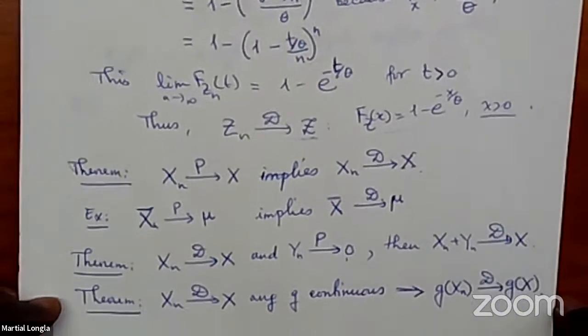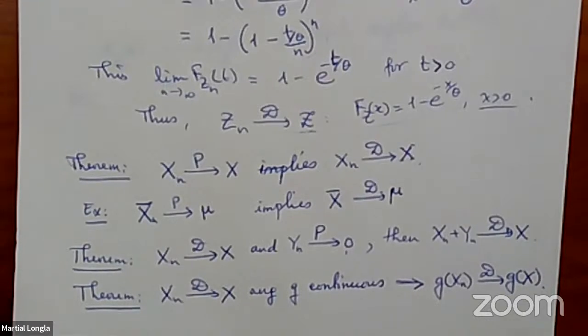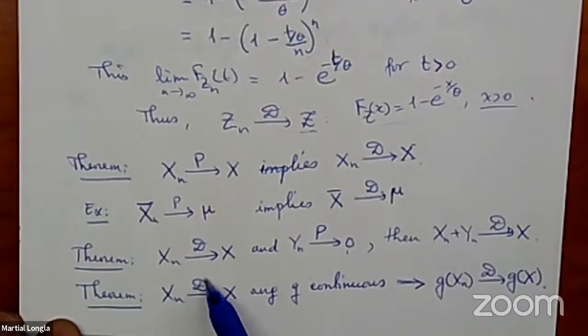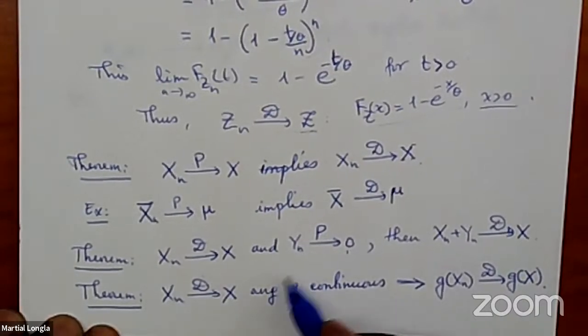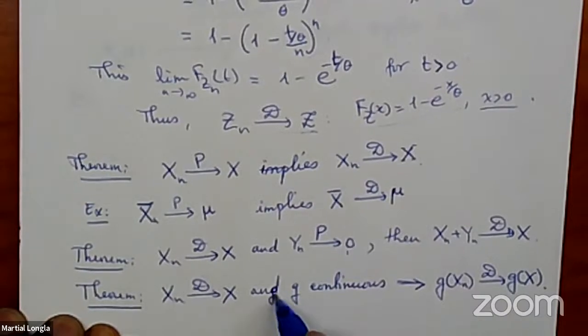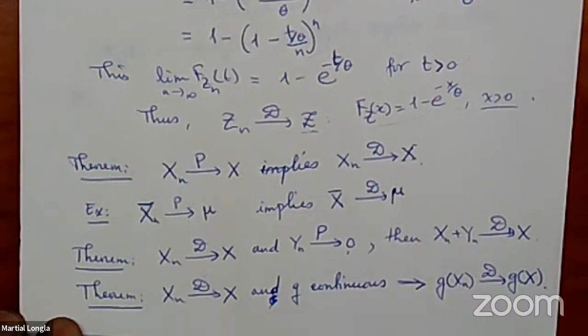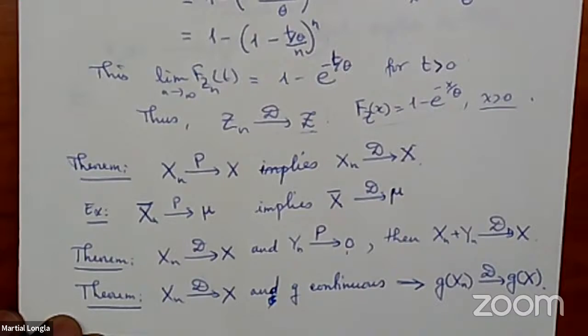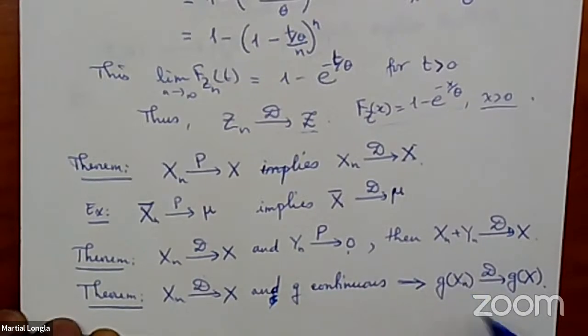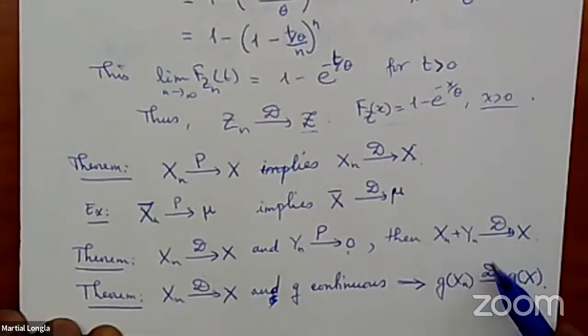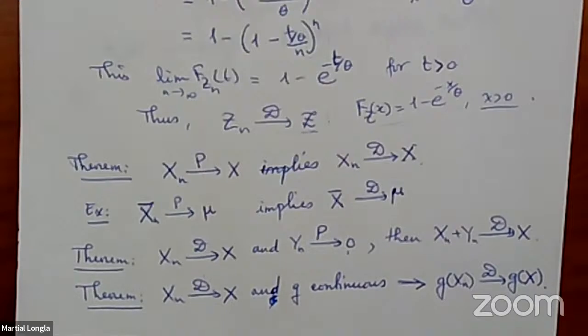And then the next thing you have down there is for continuous functions, as for convergence in probability. If Xn converges in distribution to X, and g is a continuous function, then g of Xn converges in distribution to g of X.